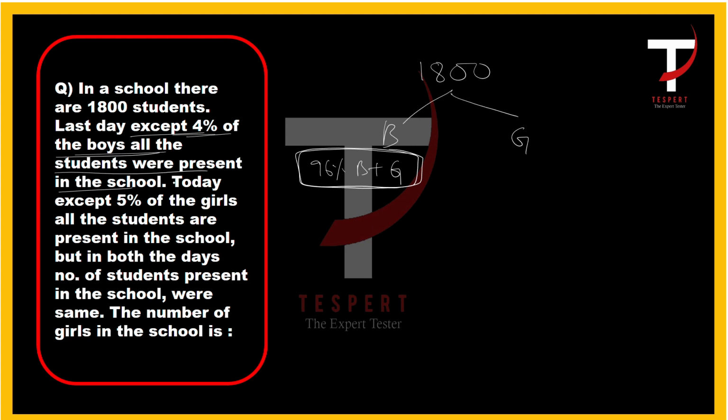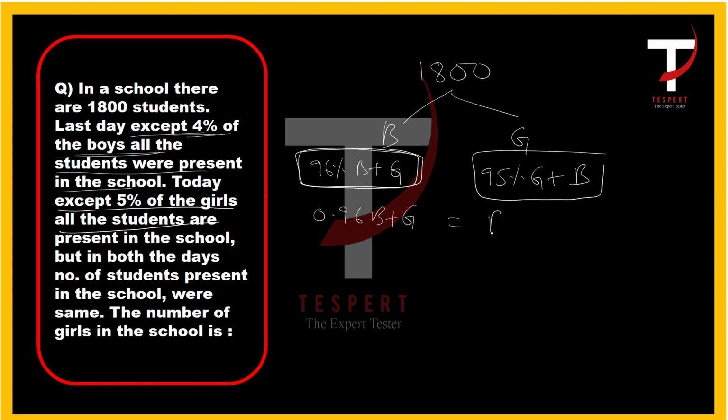It's not mentioned here. Whereas in second case, except 5% of girls, all the students are present. So 5% girls were absent, but remaining 95% girls were present plus 100% boys were present. Understood? So here 96 by 100 into b, which is equal to 0.96 b plus 100% girls is equal to b plus 0.95 g. Why here we equalize this? Because in both the days number of students present in the school were same. So in both the days, number of students who are present were same. So we must equalize, right?